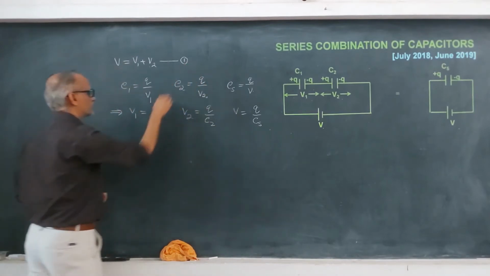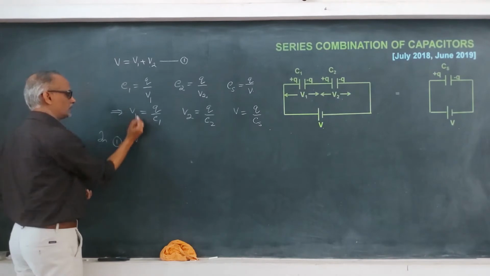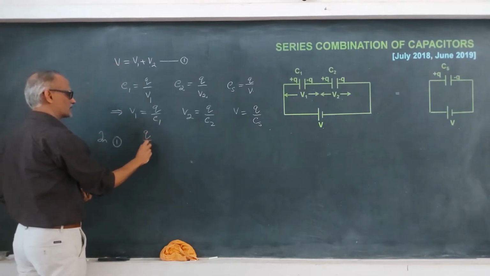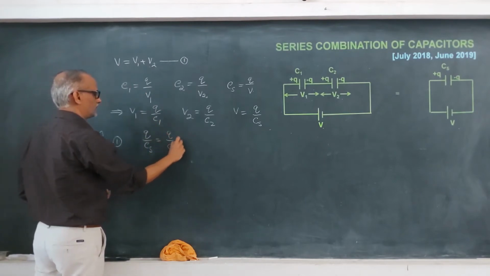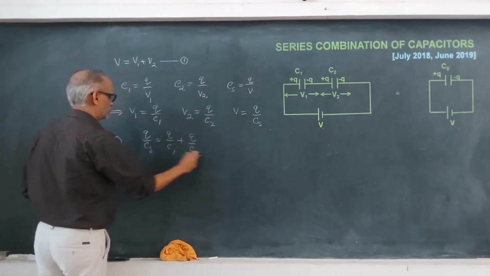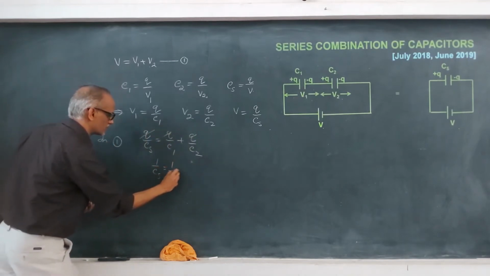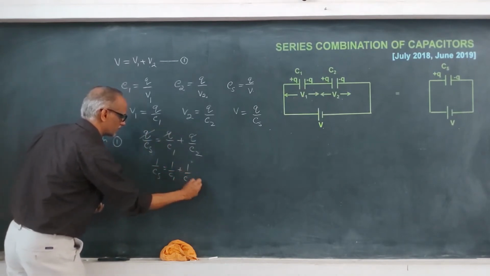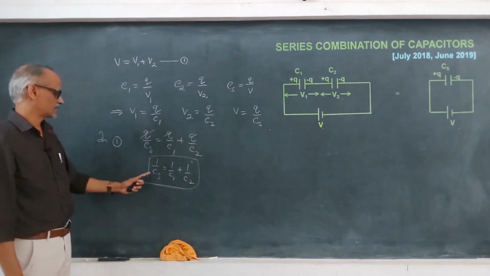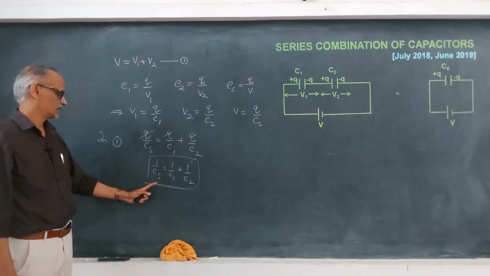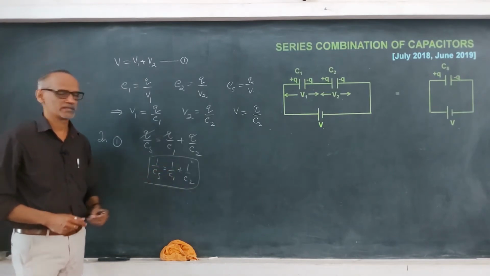And that's why I'll substitute here in 1. What do we get? V is equal to Q by CS. What is V1? Q by C1 plus Q by C2. And Q is common, right? So that will get cancelled. So what we get is 1 by CS is equal to 1 by C1 plus 1 by C2. So this is a relation between the effective capacity of the series combination and that of the individual capacitors.